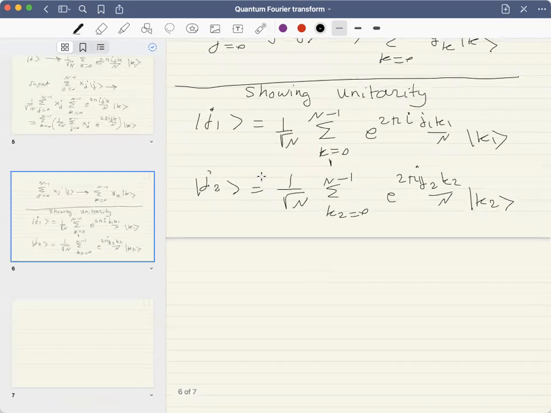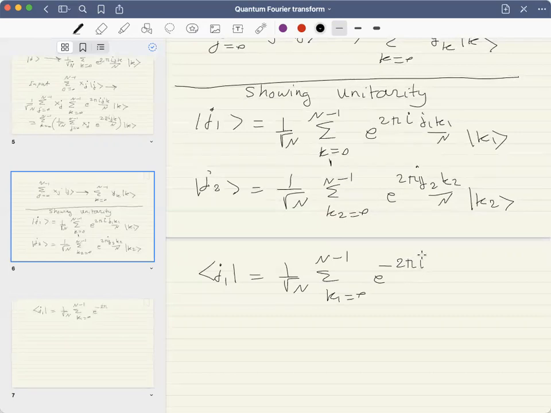So now if I want to take the inner product of j1, j2, I need to take the conjugate of, let's say, one of them, of j1. So to take that conjugate, I write it as 1 over square root n, sum over k1 equals 0 to n minus 1. And then I have to change the i to minus i. So this becomes e to the minus 2 pi i j1 k1 over n. And then I have to take the conjugate of this basis state.